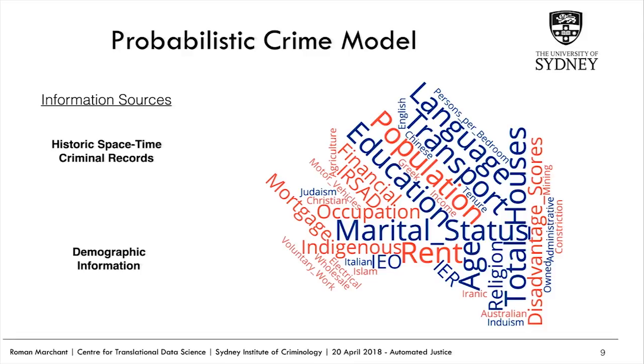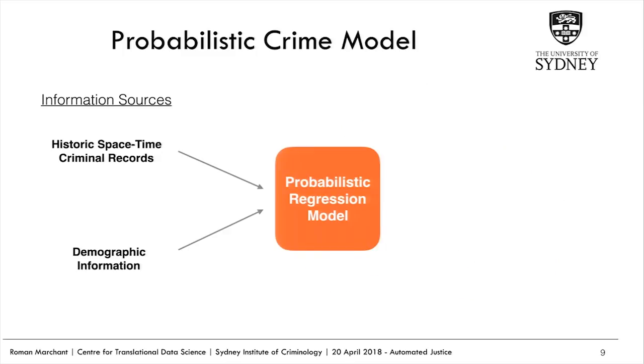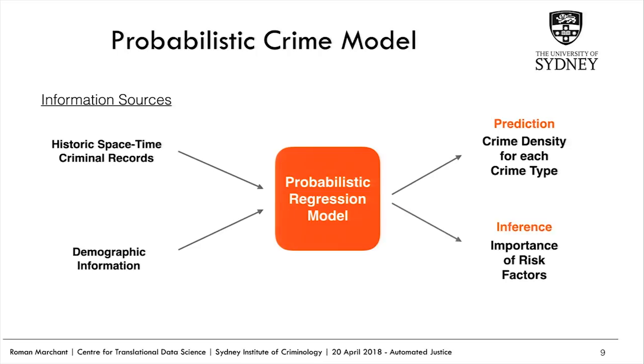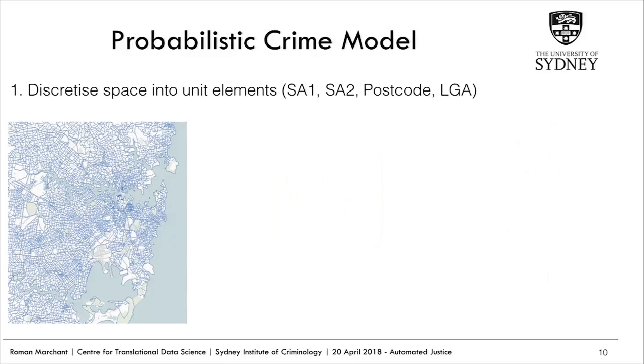Some of them, as you can see, we pretty much included everything: population, density, education, marital status, indigeneity, etc. And the idea is to build a probabilistic model that is able to do the two things that I mentioned, right? One thing is prediction, and the other thing is inference. So understanding what are these factors that could be related to crime. So how do we do that?